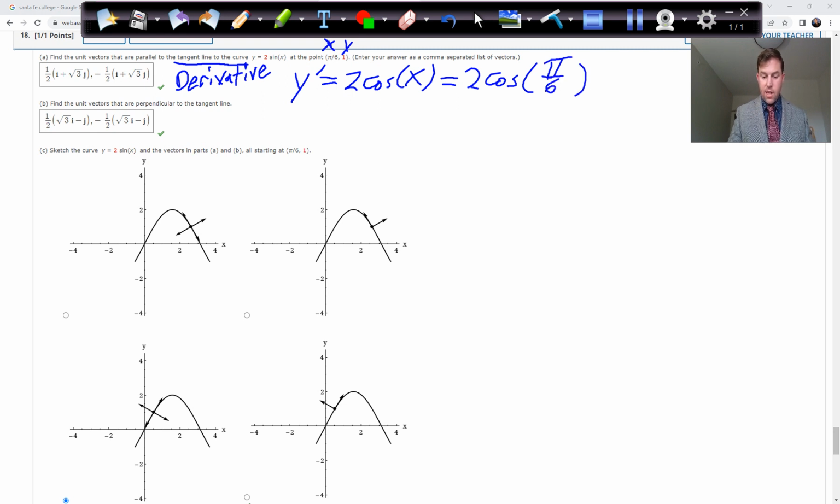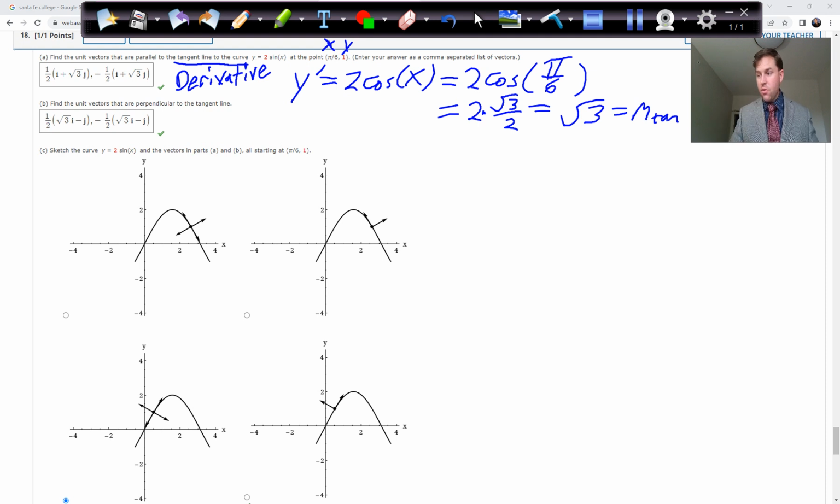And cosine of pi over 6, cosine of 30 degrees, is, I always forget this one, is it a half? It's root 3 over 2. So we're going to get root 3 over 2. And these 2's will cancel, so this whole thing is root 3. Now that is called the slope of the tangent line. So we just found the slope of that tangent line.